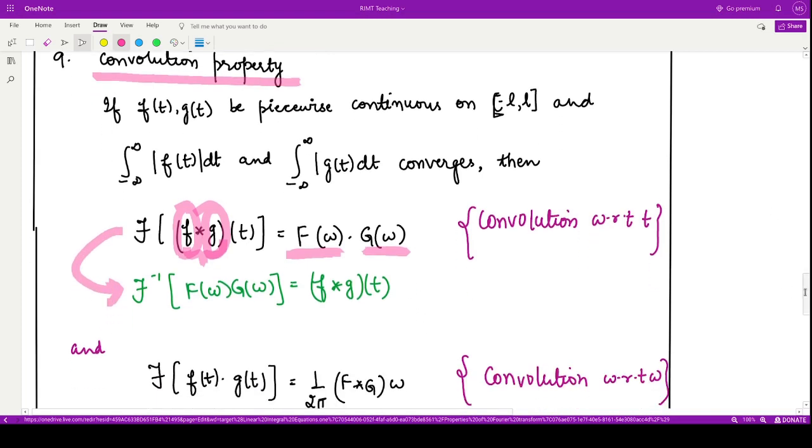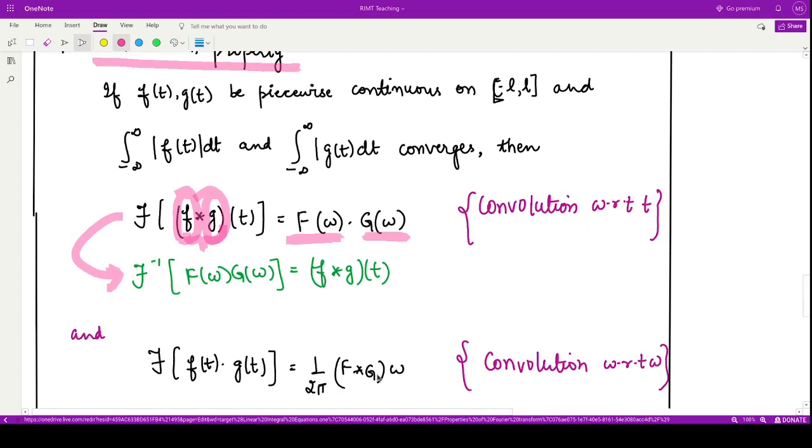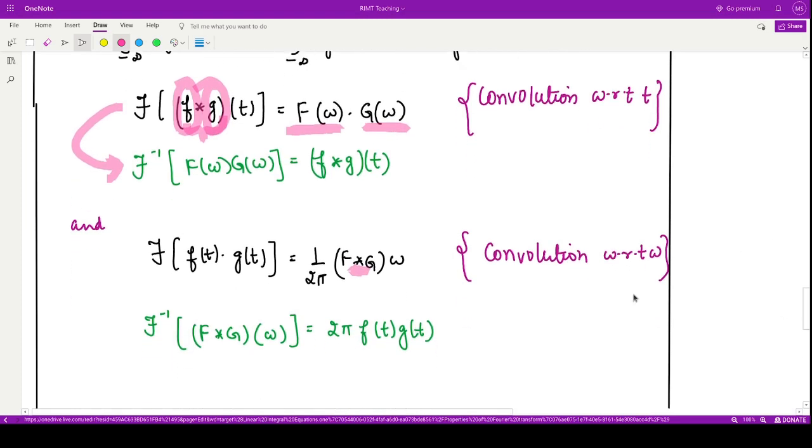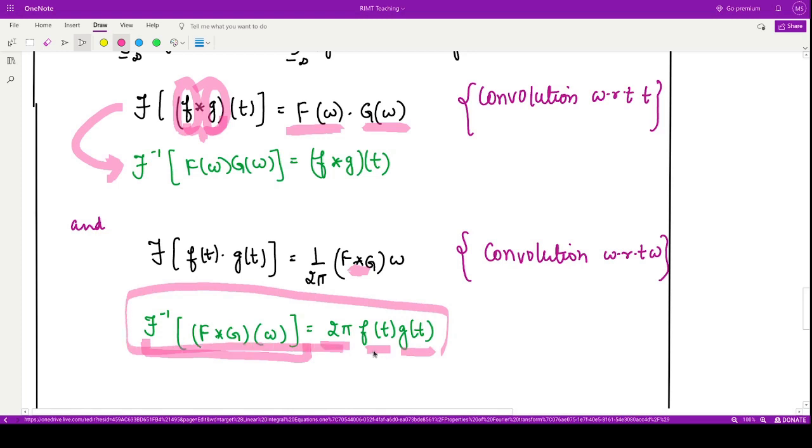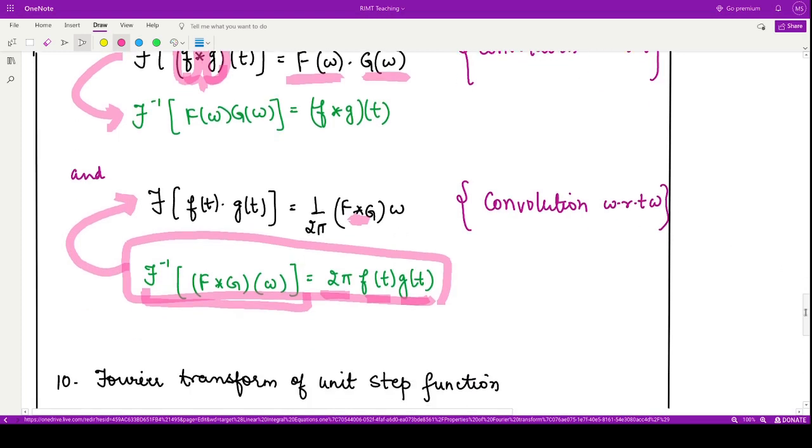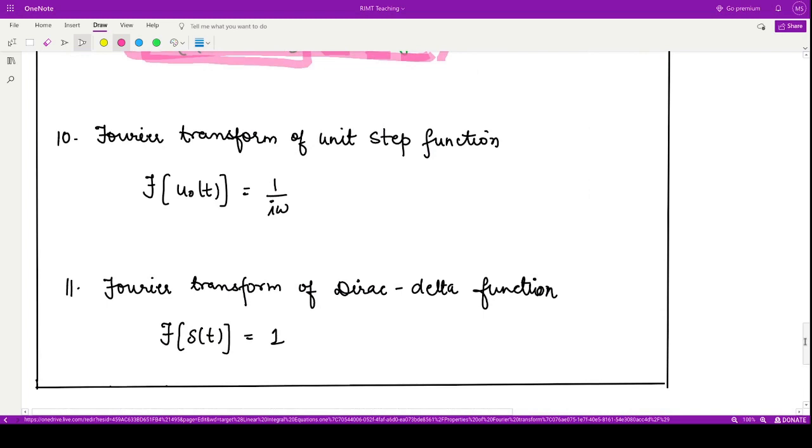And in another sense, when you have this convolution operator on the frequency domain side, what is the result? It says that the Fourier inverse transform of this F star G of omega is 2 pi into f of t into g of t. So this is the result, and you could also use this result in the reverse sense like this. You should remember all these results in order to solve these Fourier transform problems, right?